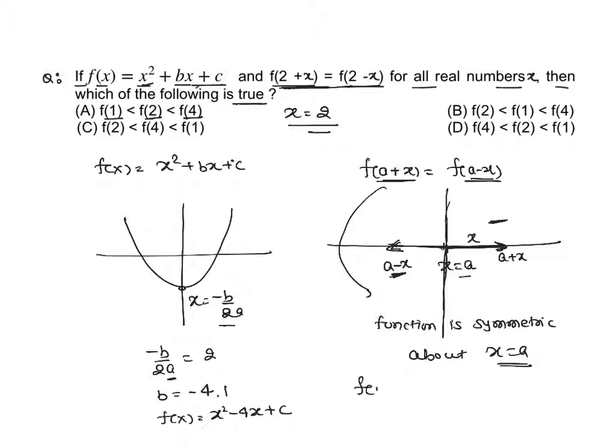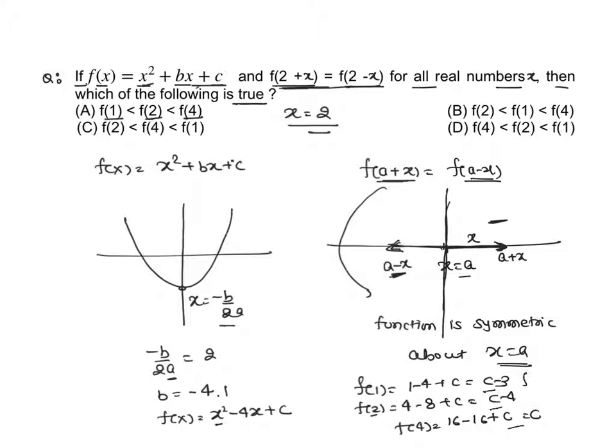f(1): if you put 1, you get 1 minus 4 plus c, which is c minus 3. f(2): if you put 2, 4 minus 8 plus c, which is c minus 4. And if I put 4, 16 minus 16 plus c, you get c. So the relation that will come is f(4) is greater than f(1) is greater than f(2). So option B is correct.